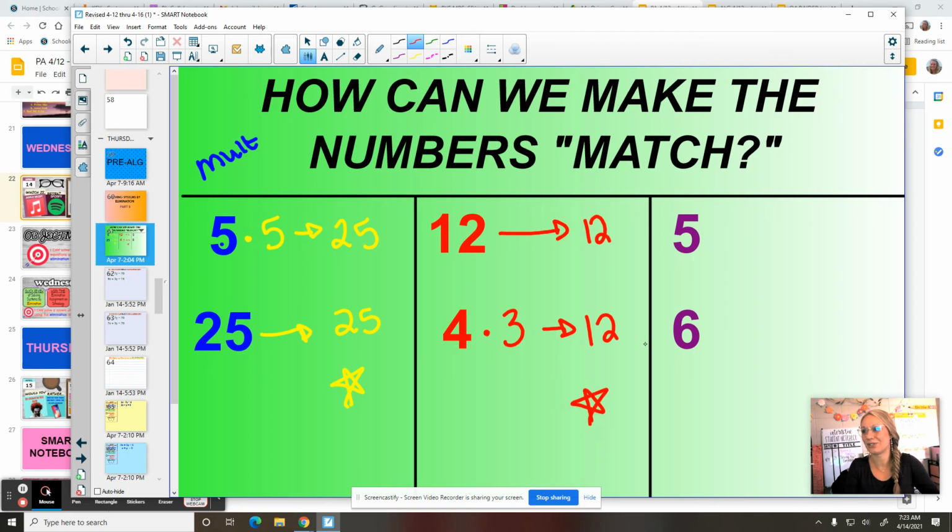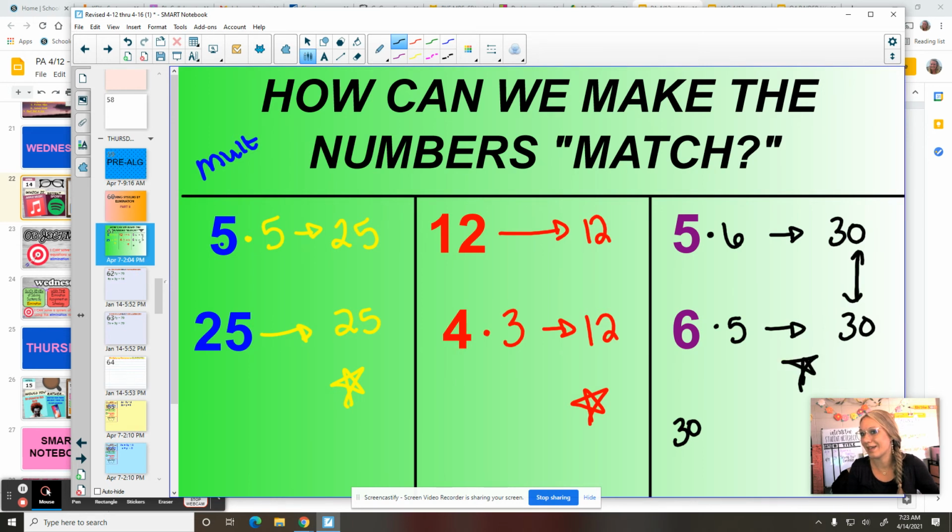Good, these match. With 5 and 6, though, there's not really an easy way to get that 5 to match the 6 or the 6 to match the 5. But I know that both 5 and 6 go into the number 30, so we can actually multiply both of them to get there. I know that 5 times 6 gets me to 30, and 6 times 5 gets me to 30. Now these match, and that's going to set us up for success today.